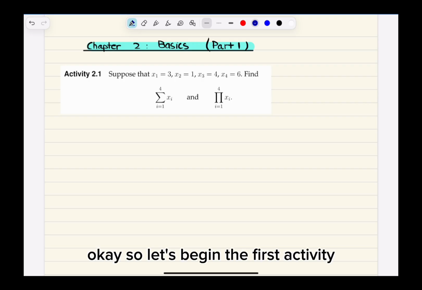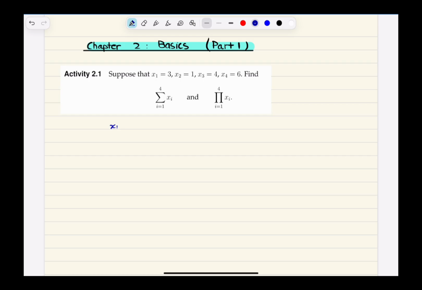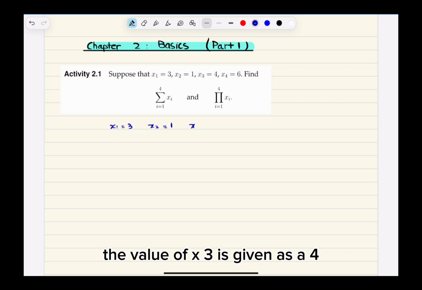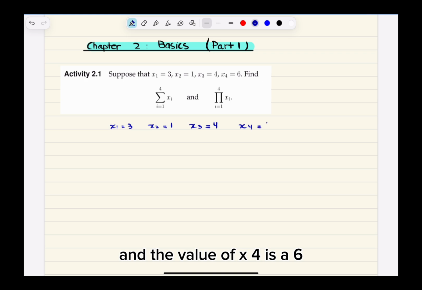Okay, so let's begin. The first activity given in the subject guide is that the value of x1 is equal to 3 and the value of x2 is given as 1. The value of x3 is given as 4 and the value of x4 is 6.